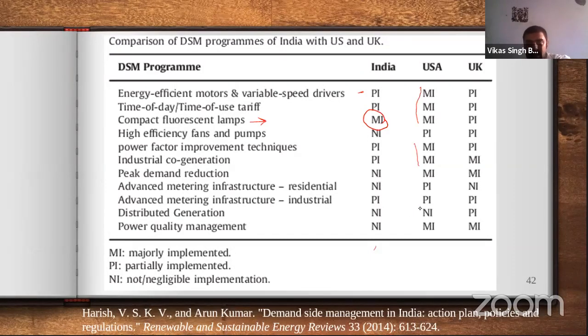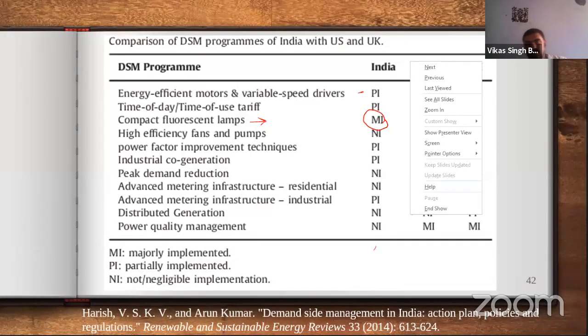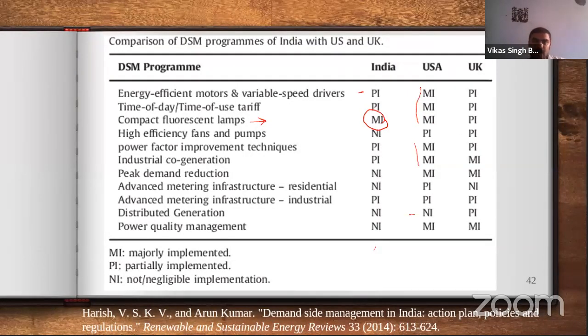Although this comparison is of 2014, maybe now they have switched to distributed generation also, because these technologies are becoming popular day by day. So in the DSM programs, one is energy efficient motors, then time of day, CFL or LEDs, high efficiency fans and pumps, and power factor improvement devices, which are partially implemented in India.